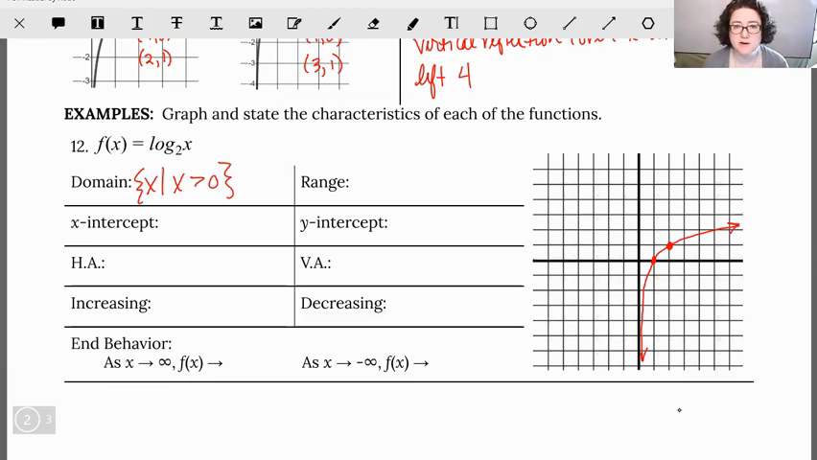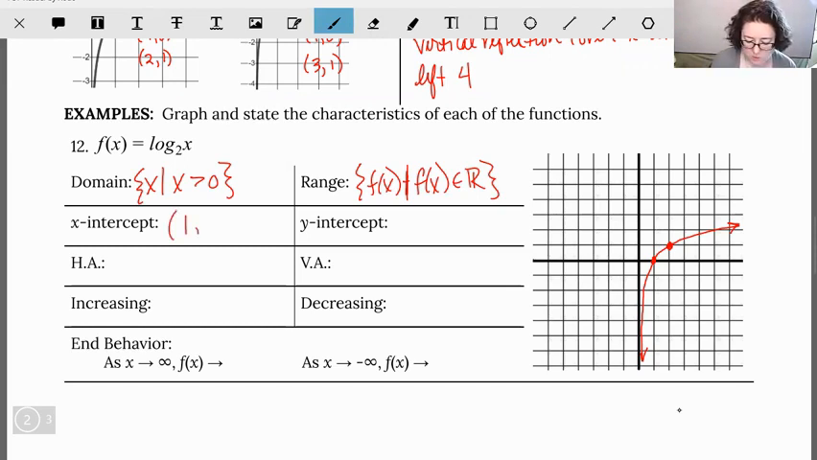Range, well, the top part of our graph keeps going up. So our range is such that f of x is in all reals. Okay, x-intercept, we have that hitting at the point (1, 0). But we don't have a y-intercept because it never hits the y-axis. So that's a none. Horizontal asymptote, again, none. Vertical asymptote at x equals 0.